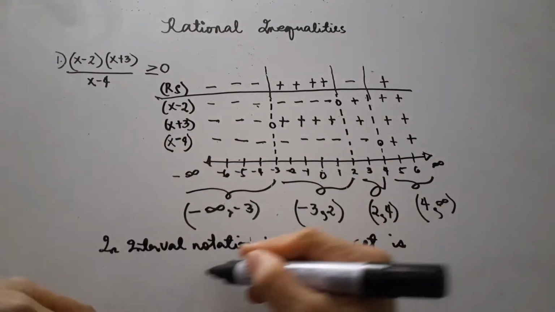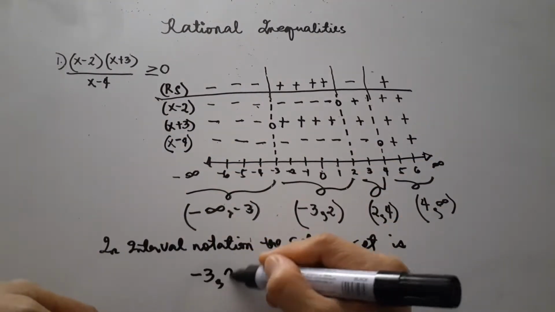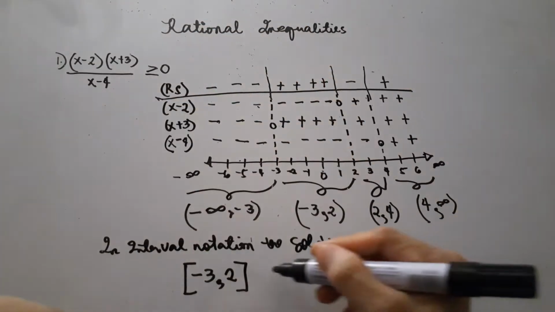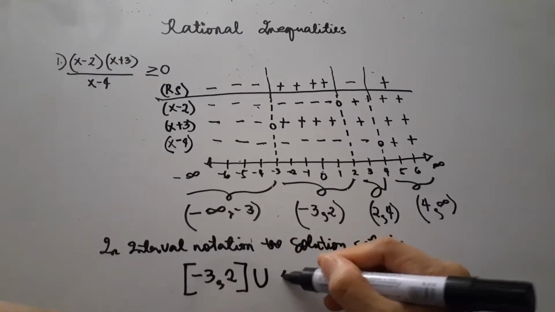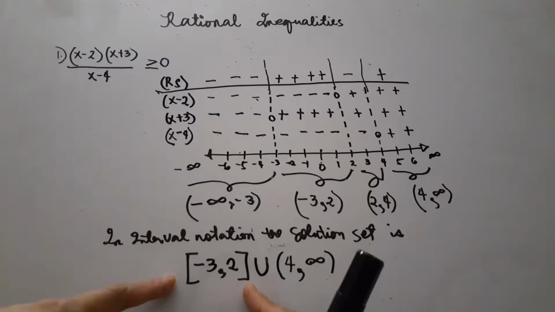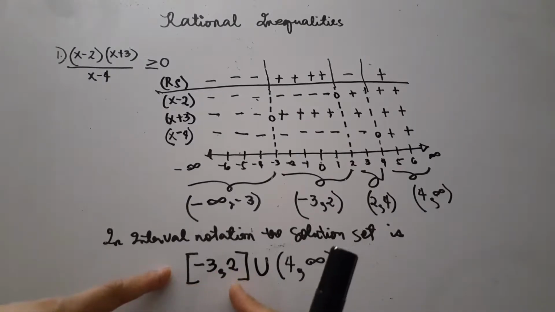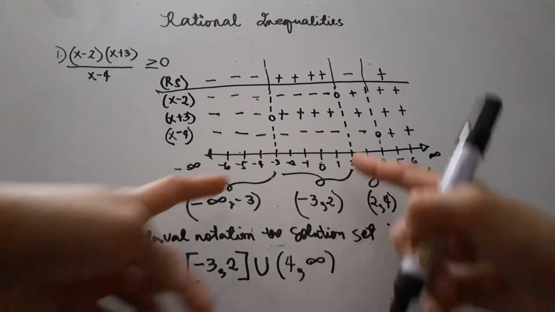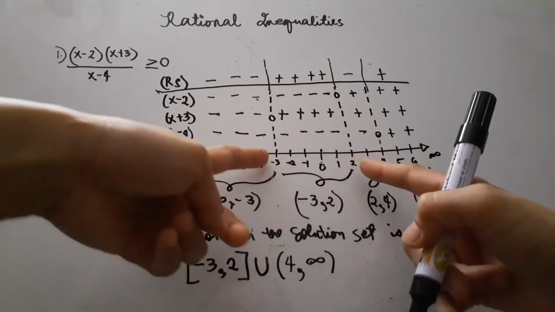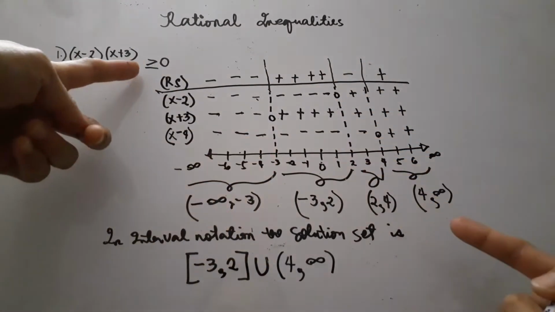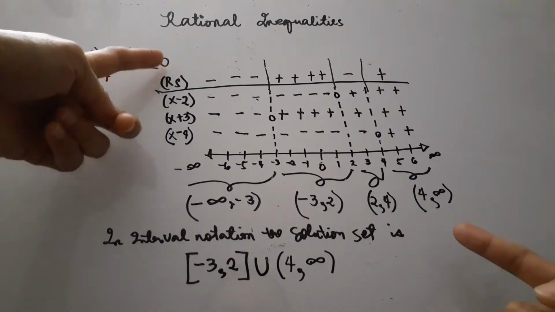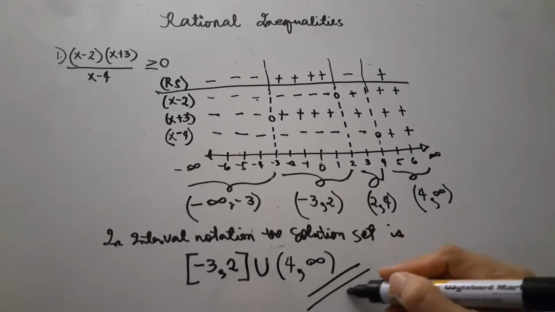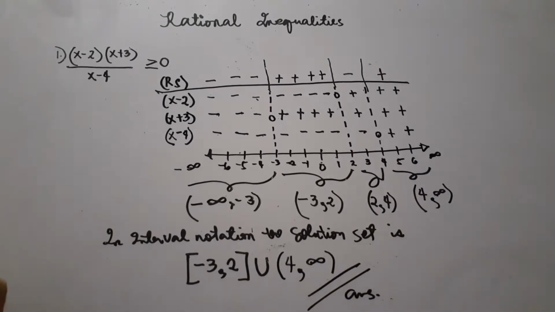So in interval notation, the solution set, since we have 2 positive sections, it means that there are 2 answers. So negative 3 and 2 is in the solution set, including negative 3 and 2, union 4 and positive infinity. Look at the sign: 4 and positive infinity is an open interval, and negative 3 and 2 is a closed interval, since it is including negative 3 and 2. And this is the answer.